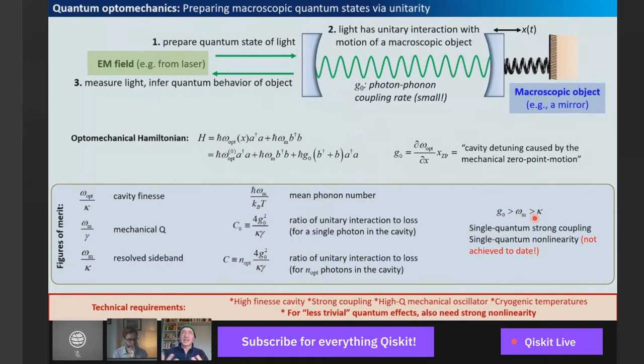Nevertheless, it's something we would really like, or we would really like an adequate substitute. We really like something that would give us nonlinear dynamics at the single quantum level for reasons that I'll explain in the next slide. And this is where things are a little bit pedagogical.